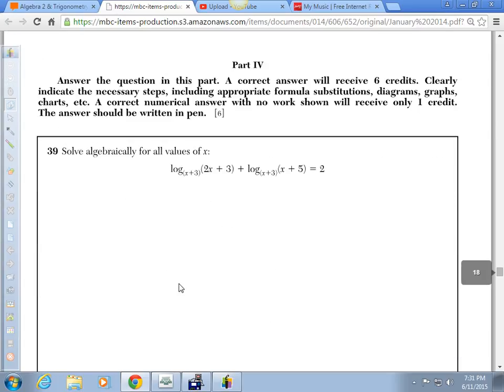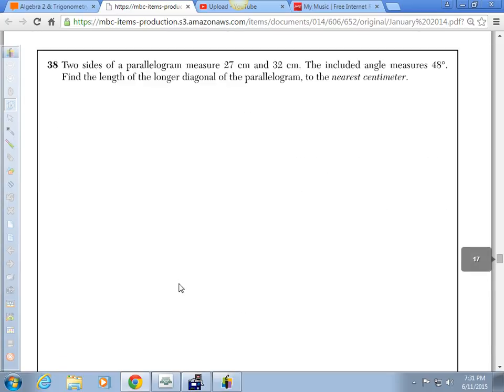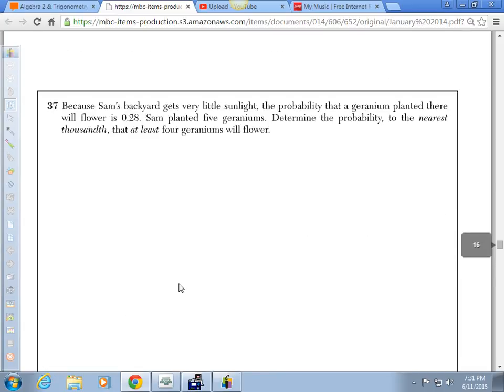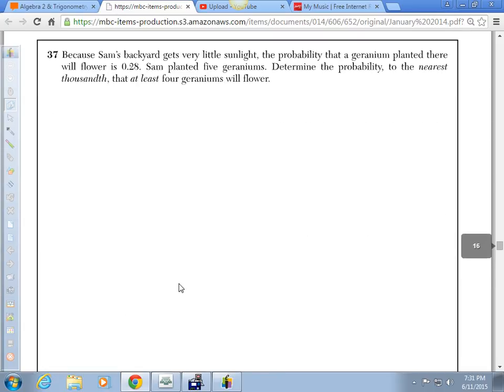Now I do remember doing number 39. I do remember doing the log equation. I think I remember doing this one. Did we do the parallelogram? Yes, we did the parallelogram. I believe I remember doing this one as well. Did we fully run through that one, or did we just set that one up? We just set this one up. So again, let's go ahead and pick this up from here then.